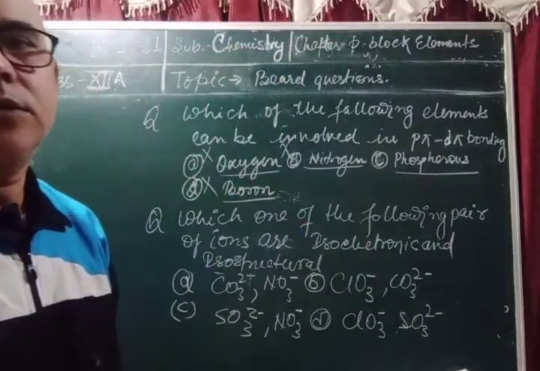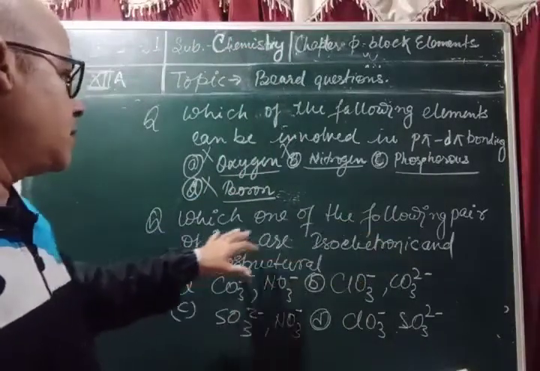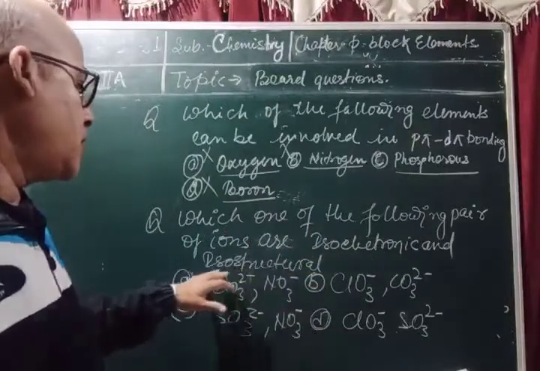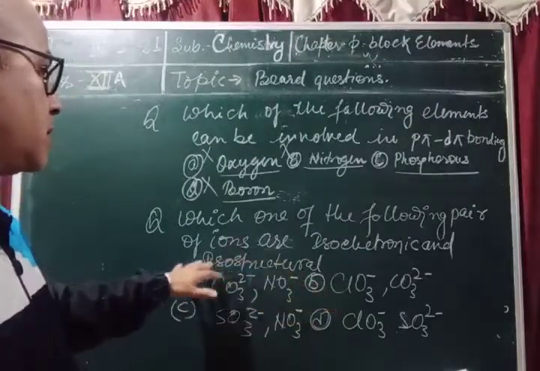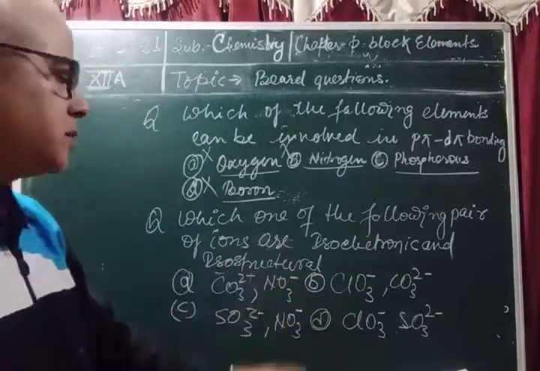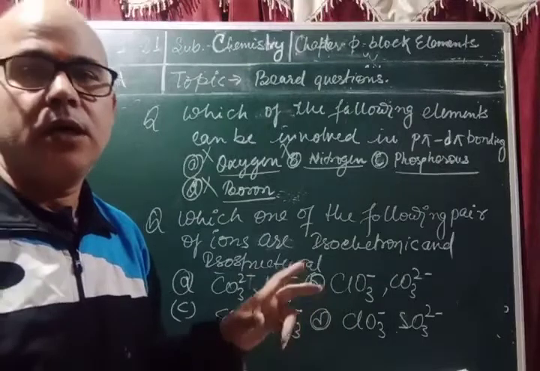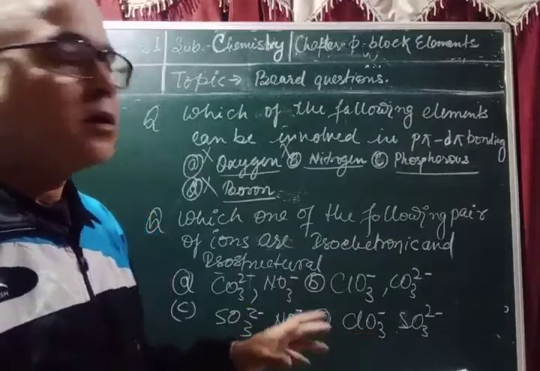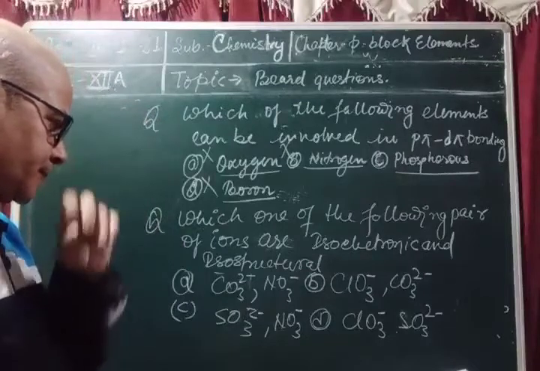Student, in this question it is asked which of the following pairs of ions are isoelectronic and isostructural. That means the structure should be the same and the number of electrons or electronic configuration should be the same. Now you see which one it will be.